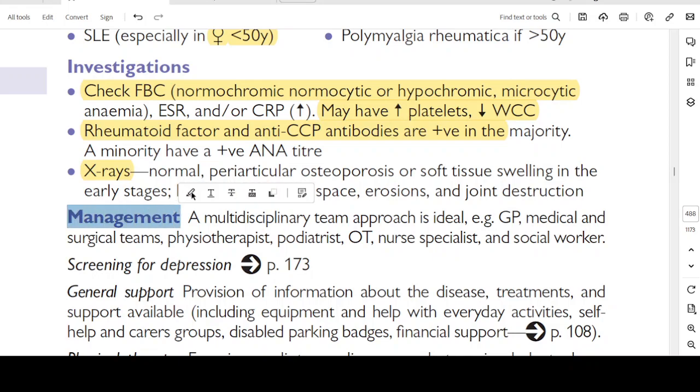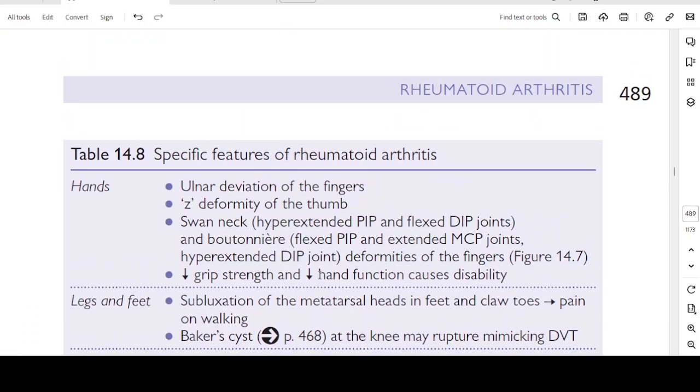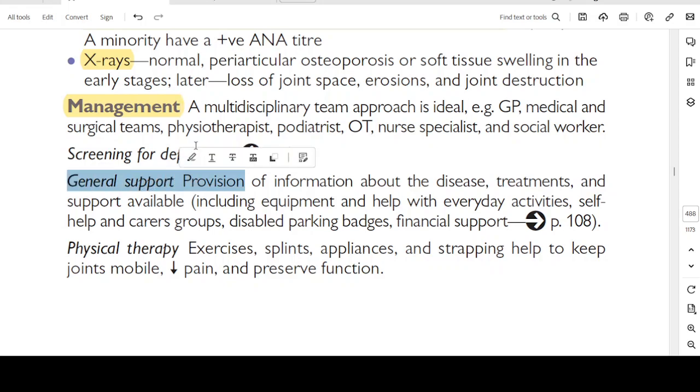Management. A multidisciplinary team approach is ideal: a GP, medical and surgical teams, physiotherapist, podiatrist, OT, nurse specialist, and social worker. Screening for depression. General support: provision of information about the disease, treatments and support available, including equipment, help with everyday activities, self-help and carers group, disabled parking badges and financial support. Physical therapy: exercises, splints, appliances, strapping help to keep the joints mobile, decrease pain and preserve function.